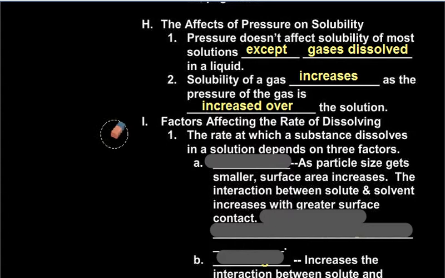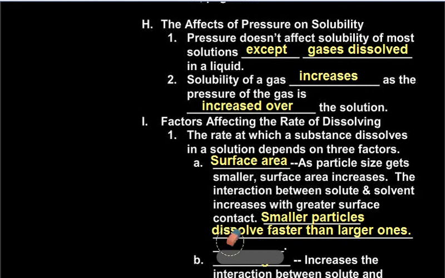So what are the factors affecting the rate of dissolving? These factors actually have their basis in the kinetic molecular theory from last chapter. The rate at which a substance dissolves in a solution depends on three factors. The first one is the surface area of the particle. As particle size gets smaller, the surface area increases, which increases the interaction between the solute and solvent with greater surface contact. And the smaller particles will dissolve faster than the larger ones. That's essentially what this means.